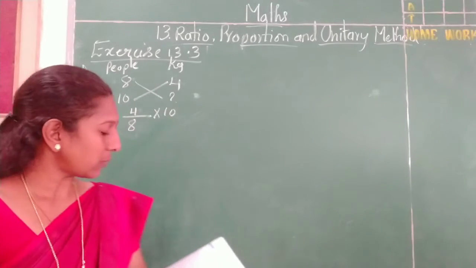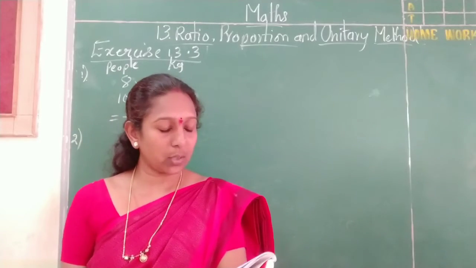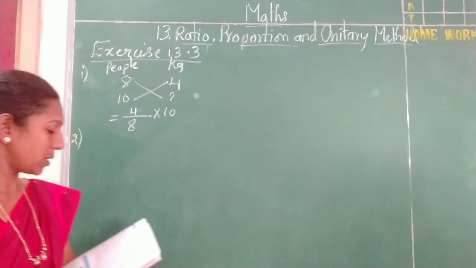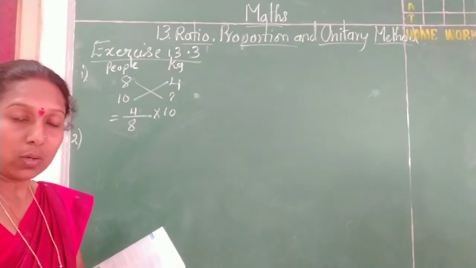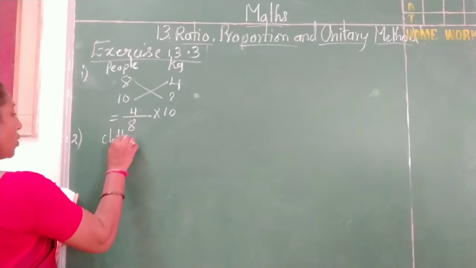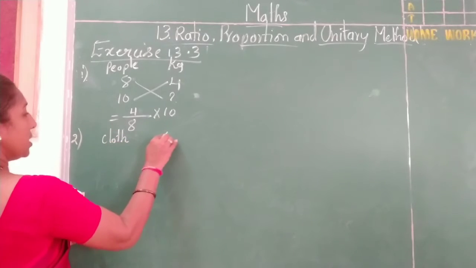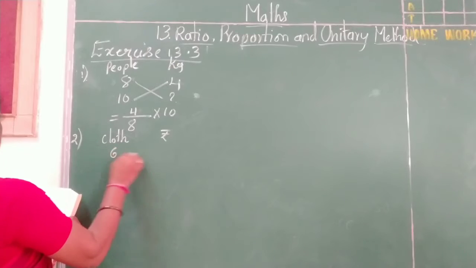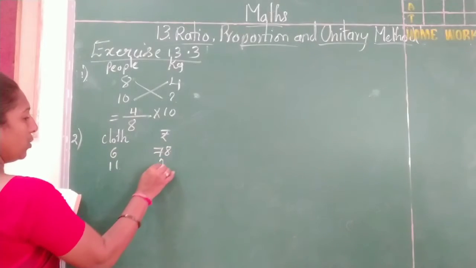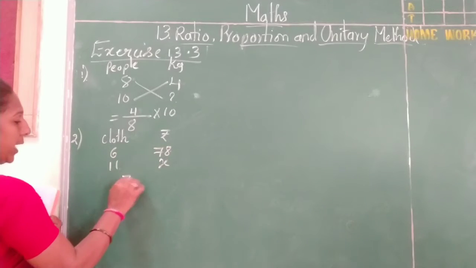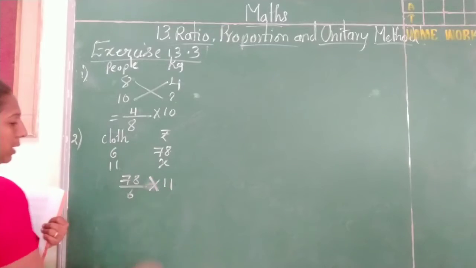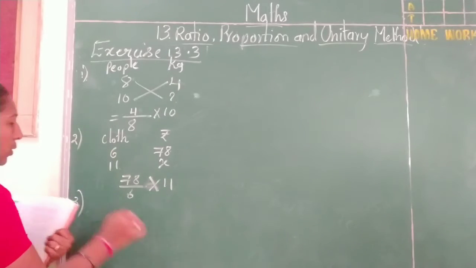Second one. If 6 meter of cloth costs rupees 78, how much will 11 meter of the cloth cost? So here also two quantities of cloth are given. So cloth, and the other one is rupees. So cloth is 6 meter and 78 rupees, and then 11 meter, and you have to find this. So 78 rupees divided by 6, sorry, into 11. You have to do like this.